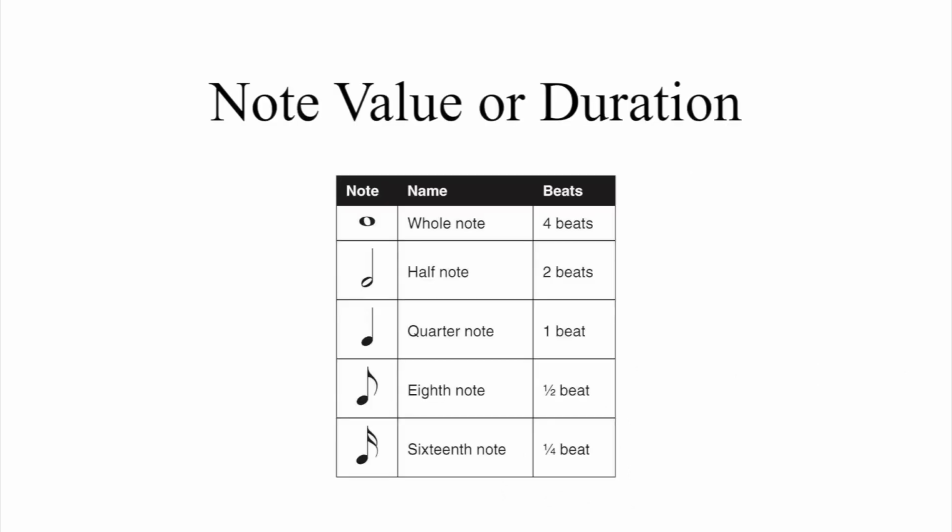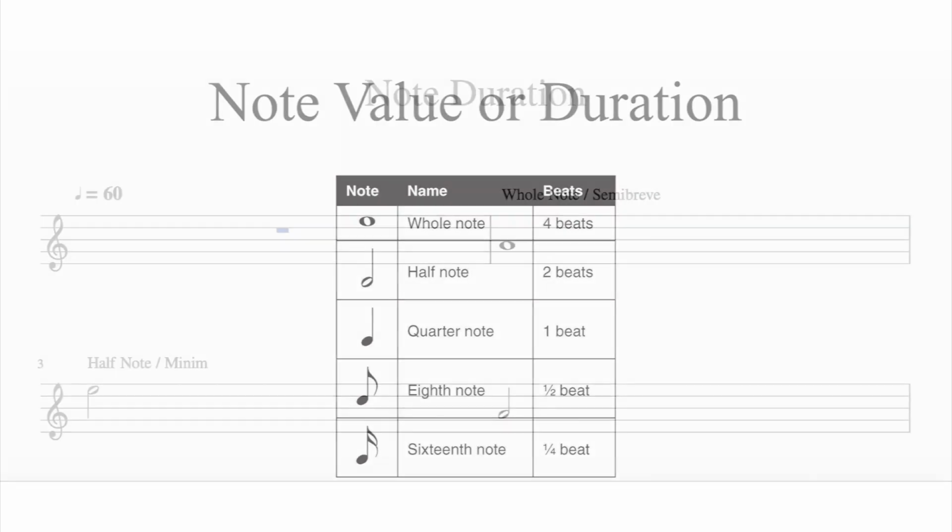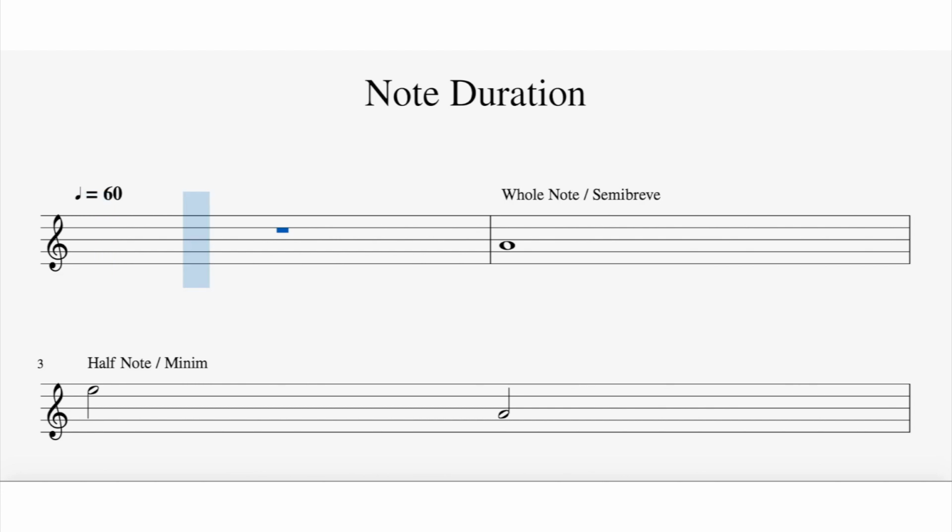Okay, so now that we know our finger positions, let's look at note value or duration. We have a whole note, which has 4 beats, a half note, which has 2 beats, a quarter note, 1 beat, eighth note, which is half of a beat, 16th note, which is quarter of a beat. Now let's look at this example.